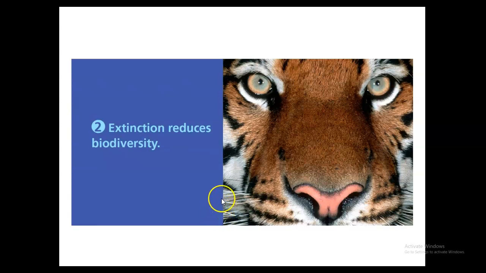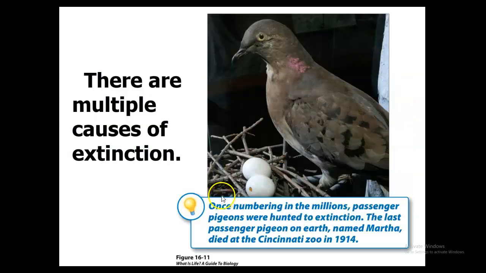Extinction is going to reduce biodiversity. Basically, extinction is the complete loss of a specific species, so that species will be completely wiped out. Here we see an example: once numbering in the millions, the passenger pigeons were hunted to extinction. The last passenger pigeon on Earth, named Martha, died at the Cincinnati Zoo in 1914.